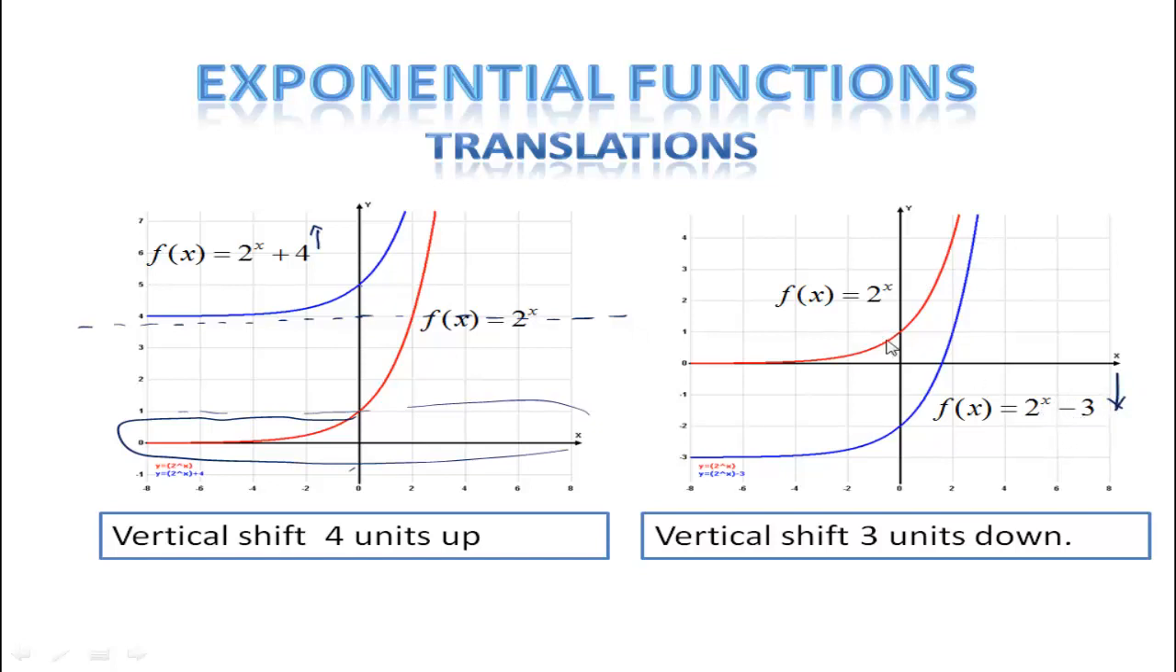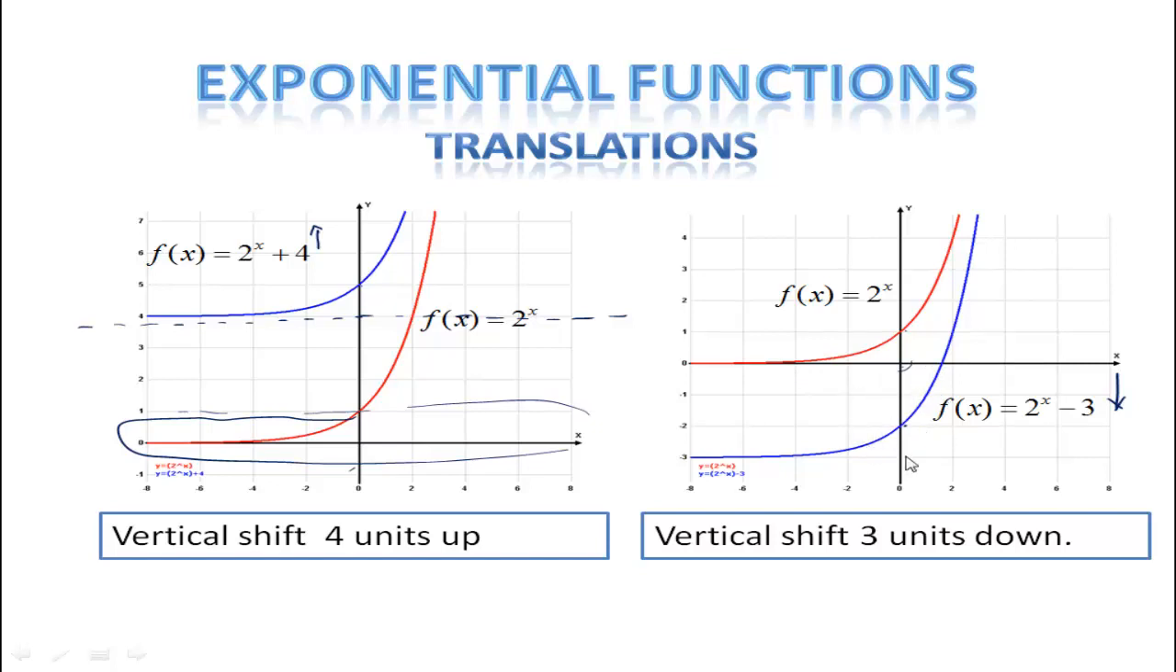Now, let's see here. Here's my parent function. Here's my y-intercept. I'm going to move that y-intercept and my horizontal asymptote, which is at y equals 0. I'm going to move that whole thing together, 3 units. So if I move my y-intercept 3 units down, this is where I'll be. 1, 2, 3.